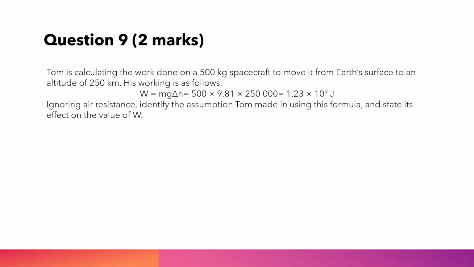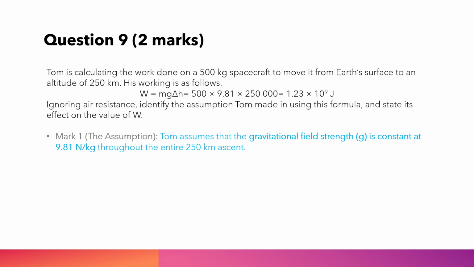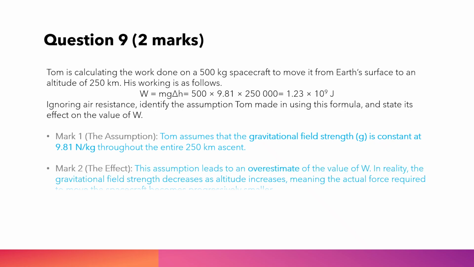Mark 1. The assumption. Tom assumes that the gravitational field strength, g, is constant at 9.81 N/kg throughout the entire 250 kilometre ascent. Mark 2. The effect. This assumption leads to an overestimate of the value of W. In reality, the gravitational field strength decreases as altitude increases, meaning the actual force required to move the spacecraft becomes progressively smaller.